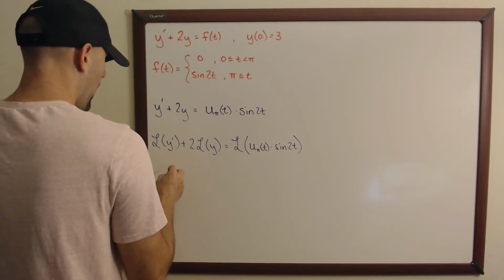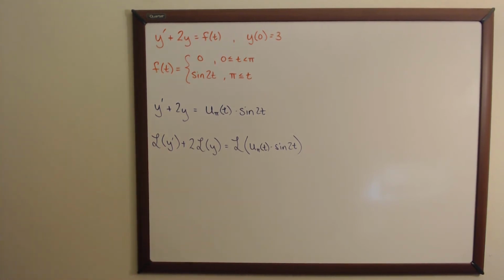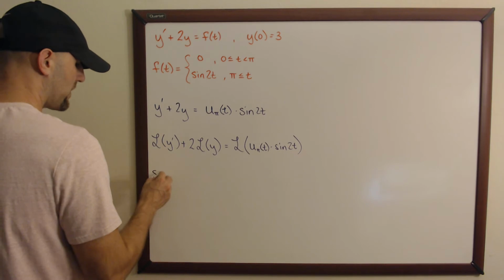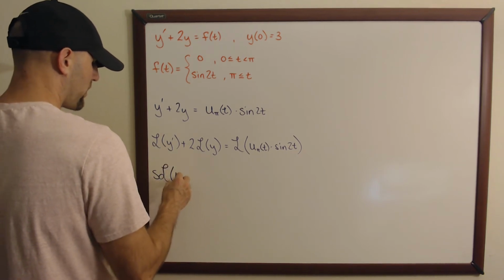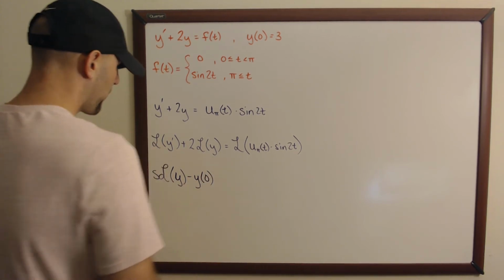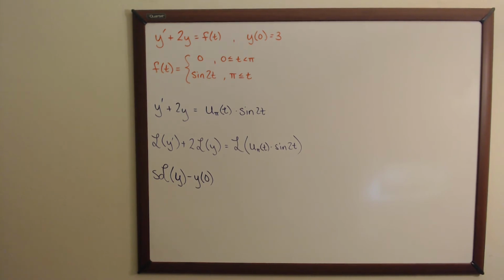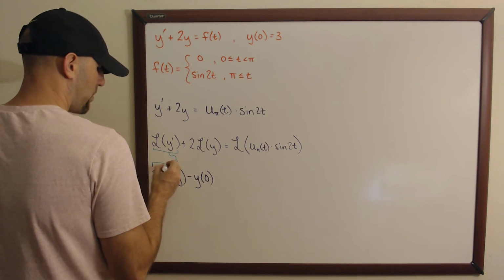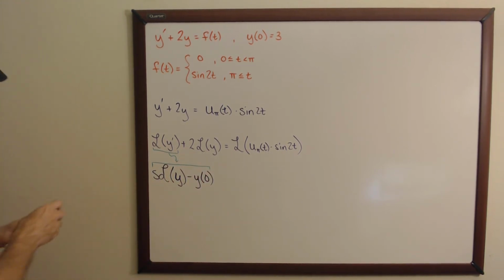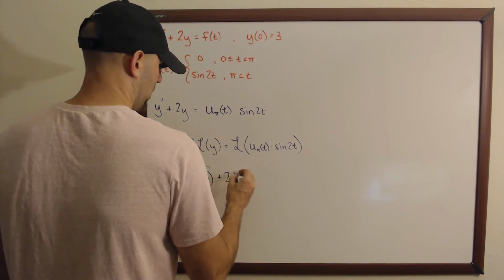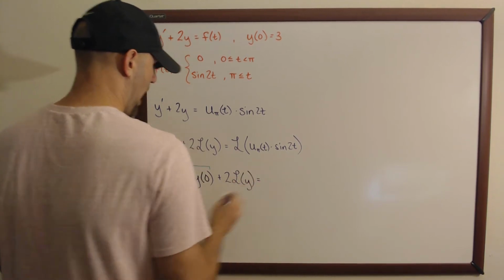All right, the Laplace transform of y prime. We remember this from our video 10.4. This is s times the Laplace transform of y minus y of 0. So the Laplace transform of y prime gets replaced with this term. Now I've got plus 2 times the Laplace transform of y.